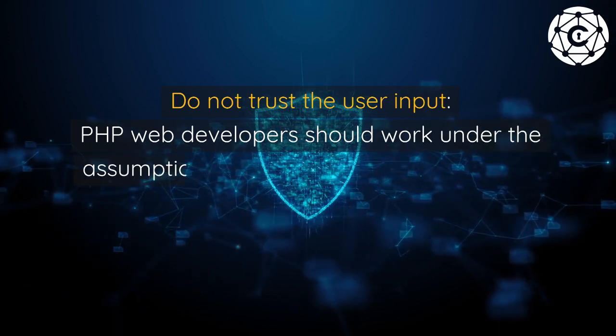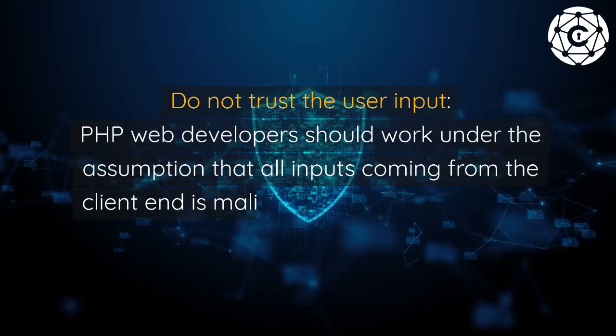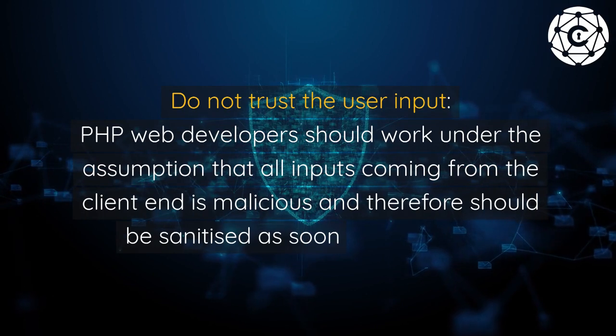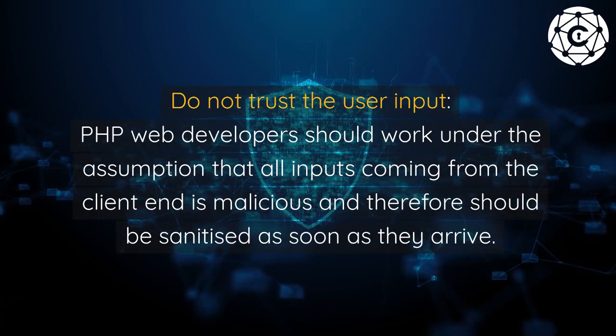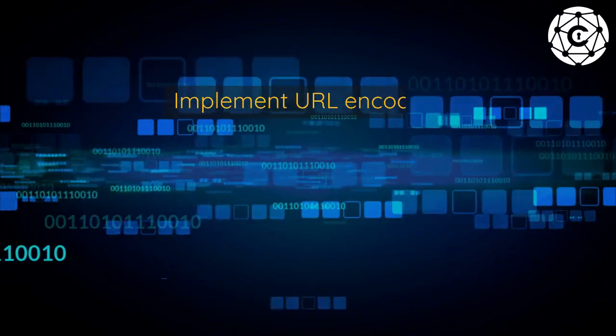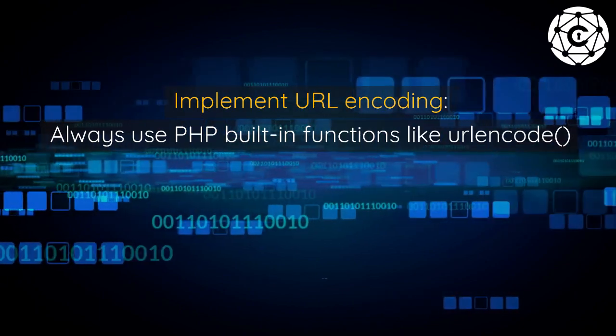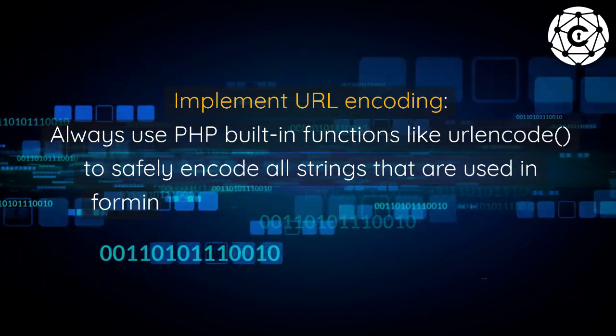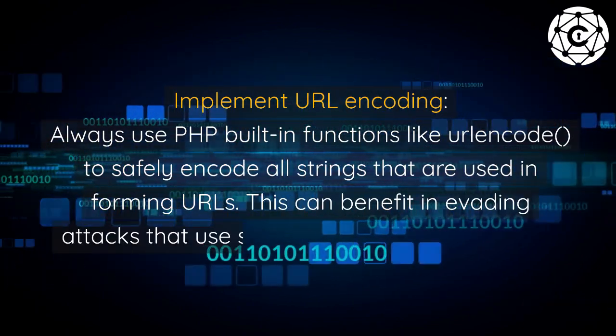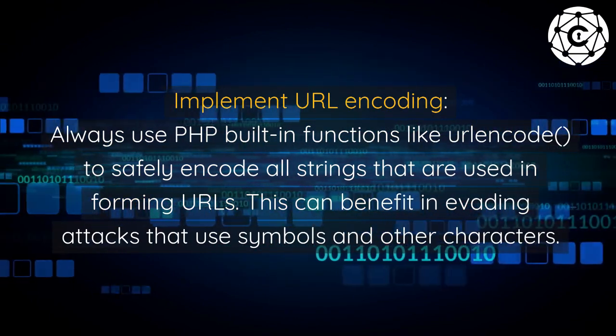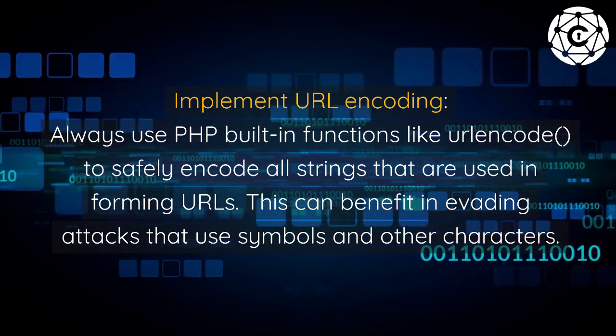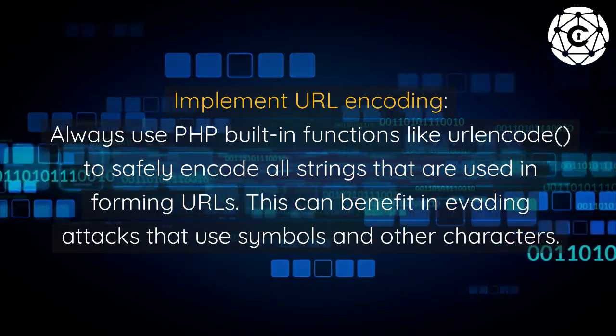Do not trust the user input. PHP web developers should work under the assumption that all inputs coming from the client end are malicious and therefore should be sanitized as soon as they arrive. Implement URL encoding. Always use PHP built-in functions like urlencode to safely encode all strings that are used in forming URLs. This can benefit in evading attacks that use symbols and other characters.